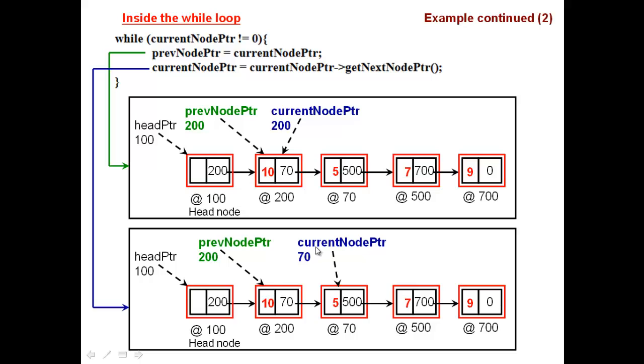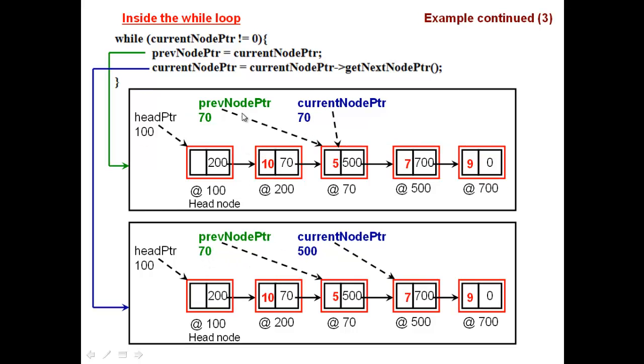So let us now continue the iterations. Is the current node pointer null or not? It is 70, not null. So again we get inside the loop and move the previous node pointer first to the current node. The previous node pointer is set to current node pointer, so it takes the value 70. That means it will point to this data node. And now the current node pointer is moved further down. We say current node pointer arrow get next node pointer. The next node pointer value in the current node is 500, and that's the value that will be stored in the current node pointer now. So current node pointer is now pointing to this node, and that's the loop, that's an iteration.